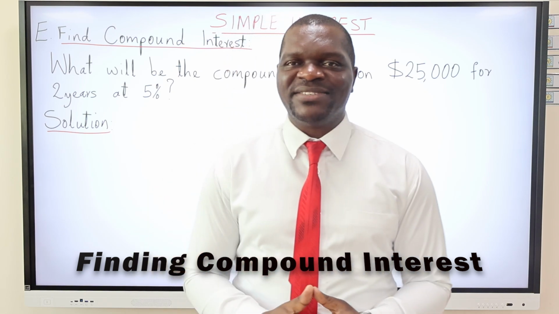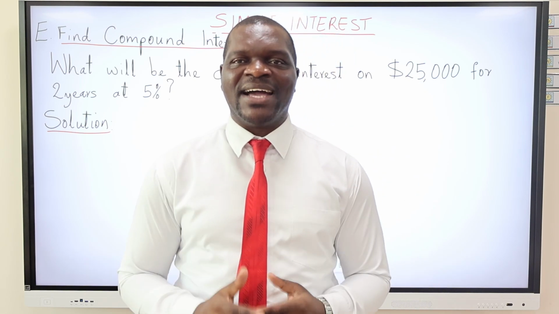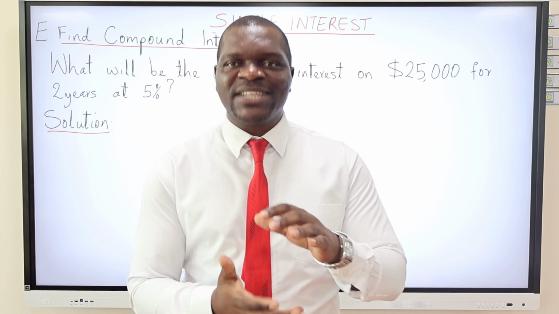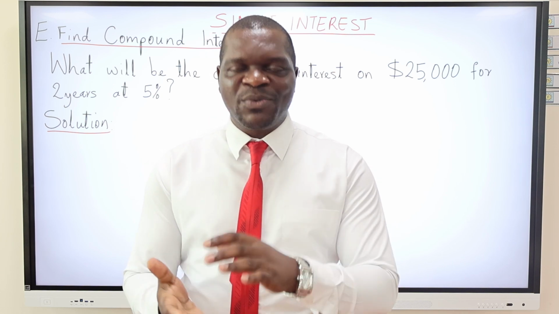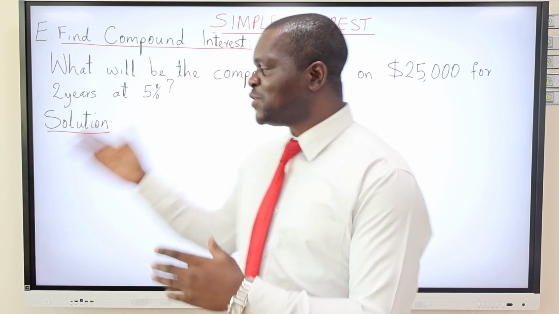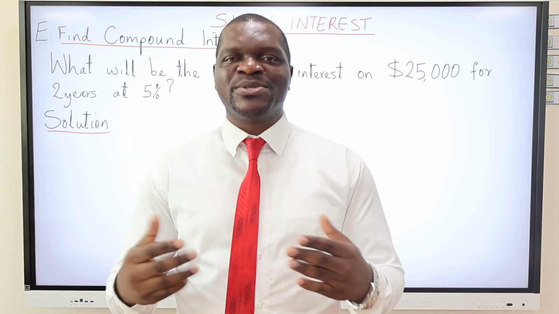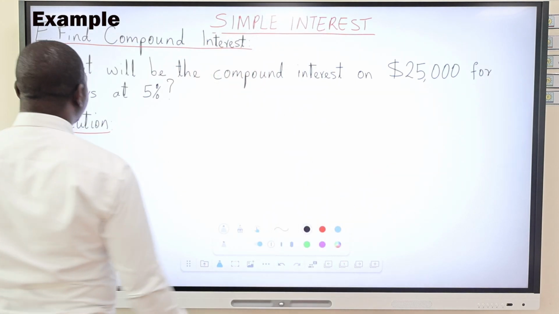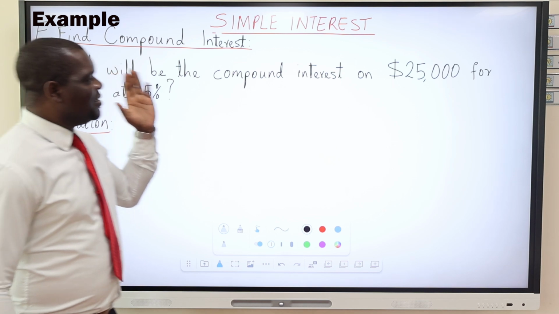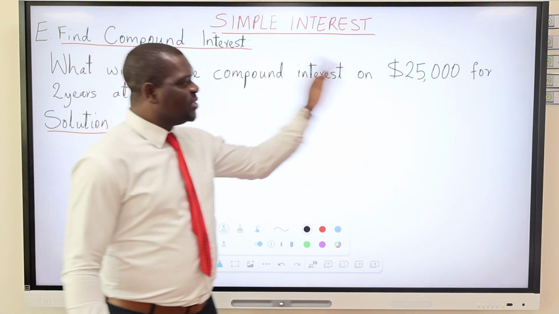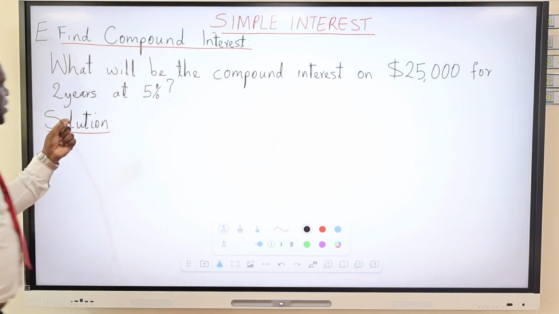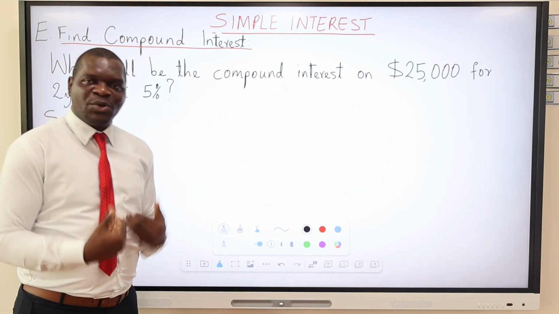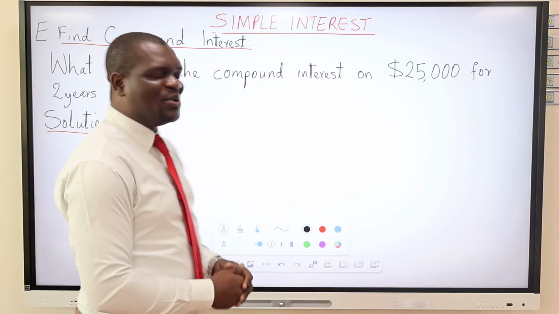In compound interest, each year the amount adds up, and as the amount adds up, your interest equally adds up. So we'll solve a practical example to see how this works. On the board we have a question which says, what will be the compound interest on $25,000 for 2 years at 5%? The first thing, we will start from what we know and get to what we don't know.